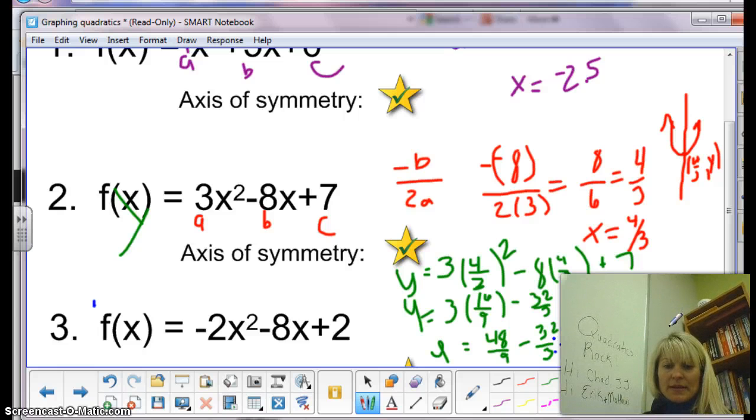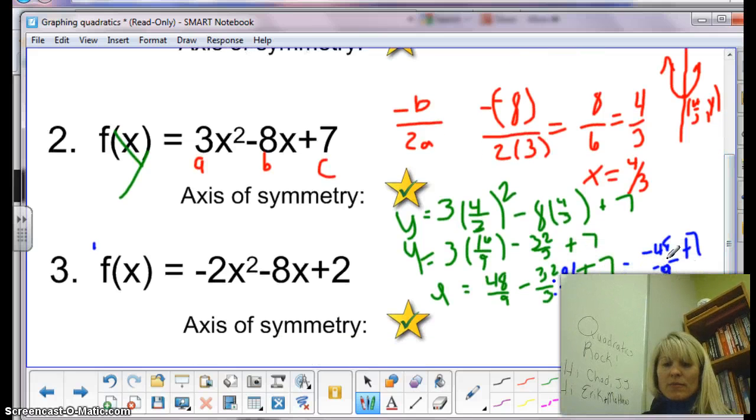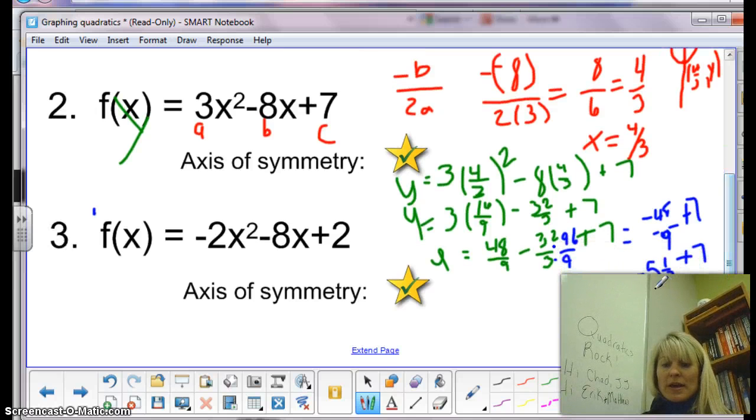Okay, so this is a little bit easier if I have it in mixed form. So I know 9 goes into 48 negative 5 times, because that's 45, and then we have 3/9 or 1/3 left over, and then plus 7. So then I just have to figure out what negative 5 and 1/3 plus 7 is. I know this is really messy. So that'll give me 1 2/3.